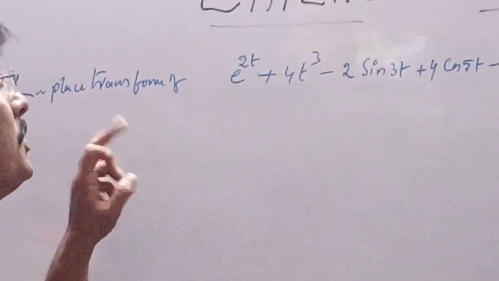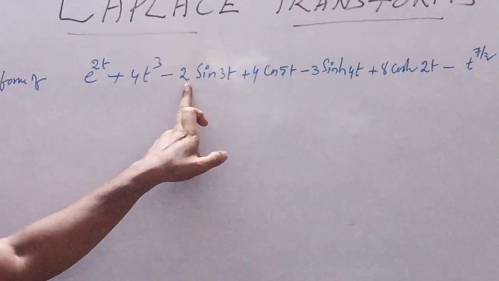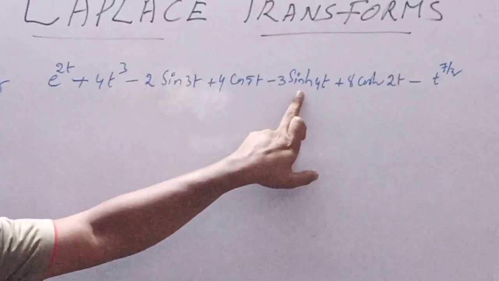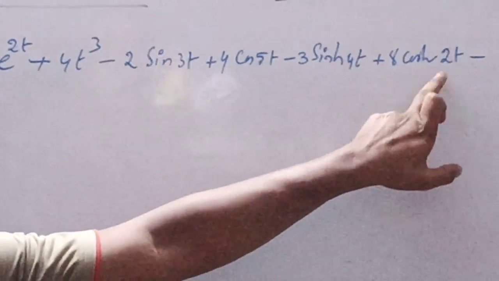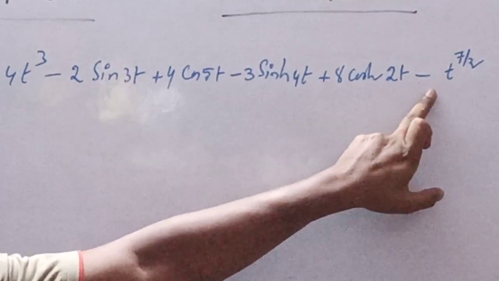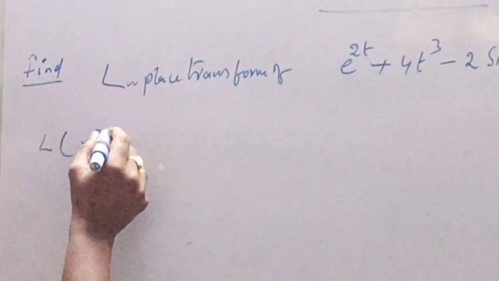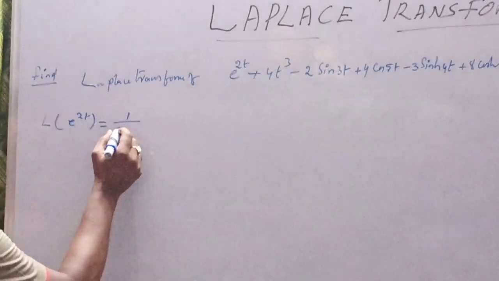To find the Laplace transformation of e^(2t) + 4t^3 - 2 sin 3t + 4 cos 5t - 3 sinh 4t + 8 cosh 2t - t^(7/2). First, find the Laplace transformation of e^(2t). By the e^(at) formula, it is 1 by s minus 2.